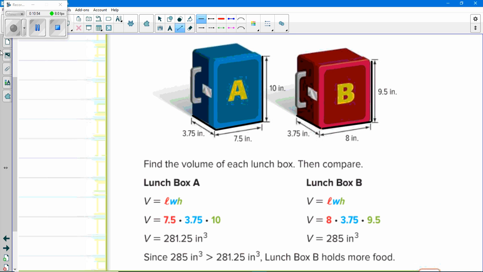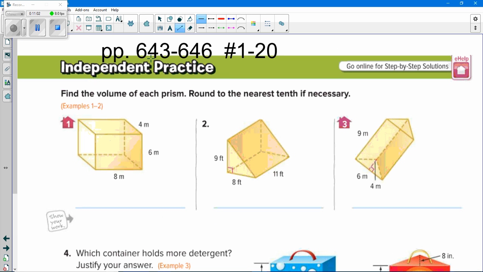So now that you get how to find the volume of prisms, rectangular and triangular prisms, let's go to page 643. Here's your assignment for today. From page 643 to 646, numbers 1 through 20. Quit whining. It doesn't matter. This is what you have to do. You have plenty of class time to do it.